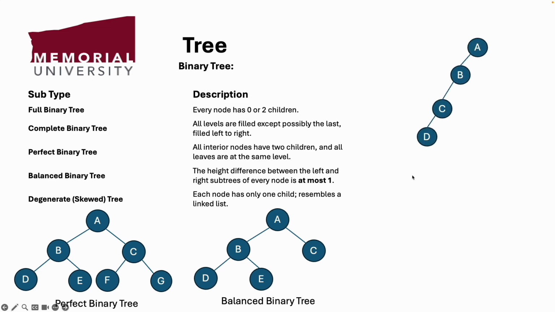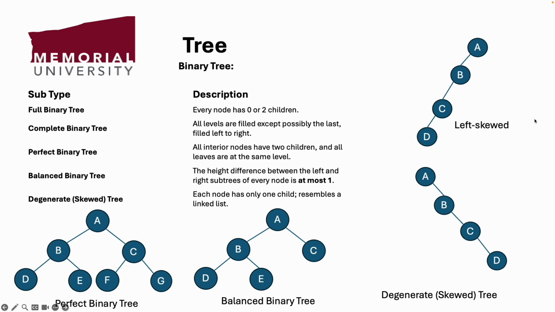As we can see, this is a degenerate tree or skewed tree, right? It means each node has only 1 child. It can resemble a linked list. We learned about linked lists before, right? So this is a kind of linear linked list. This is another type of degenerate tree, or skewed tree. We call this one left skewed, and this one right skewed.